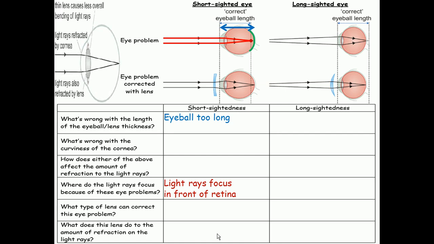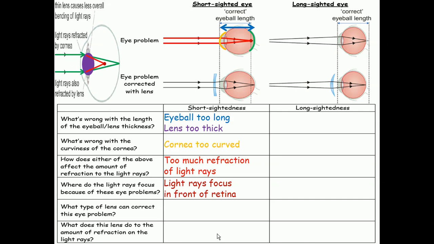And then as we said earlier, if you want to see something far away, you want the lens to be thinner so that there is less refraction. However, sometimes the lens doesn't become thin enough. That means it's too thick. And because it's too thick, there's too much refraction, as we mentioned, a thicker lens increases the amount of refraction, and that means the light rays focus in front of the retina. And then a third reason why people might be short-sighted is because the cornea is too curved.